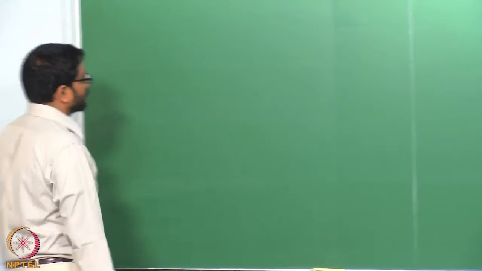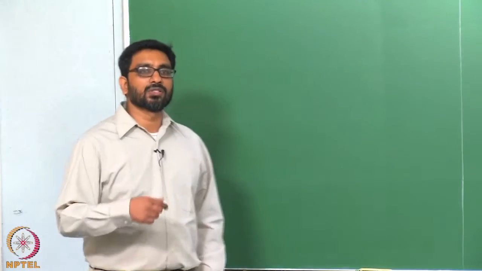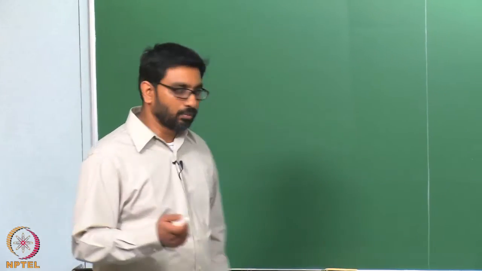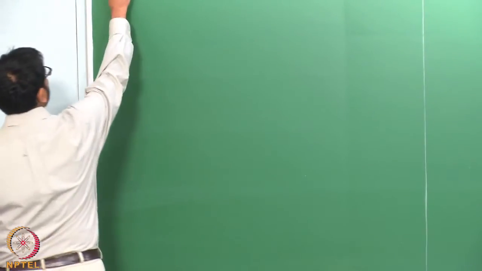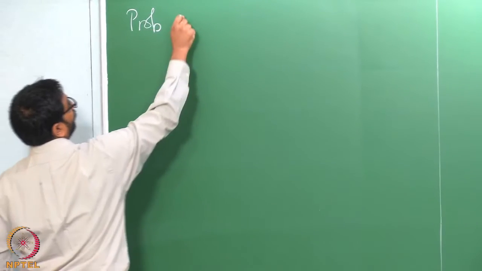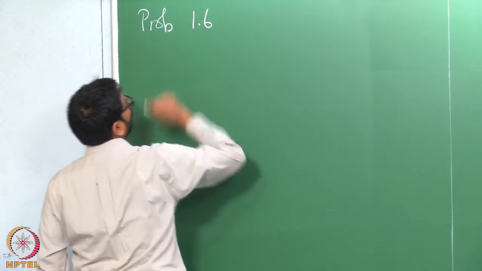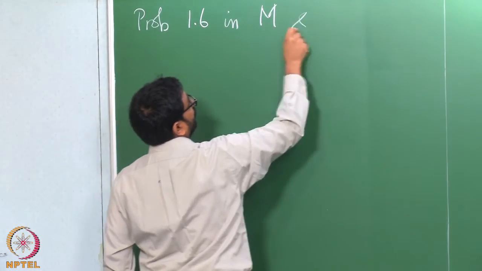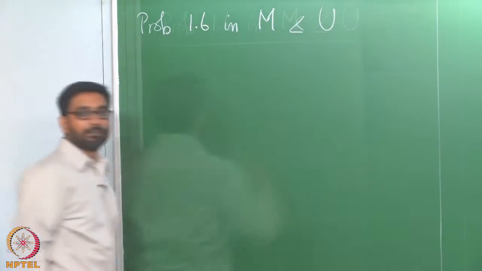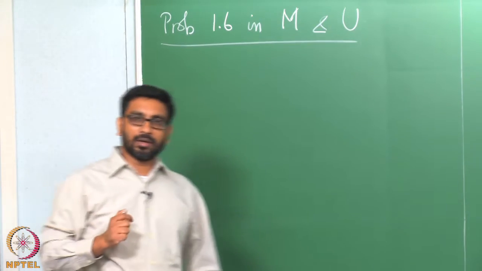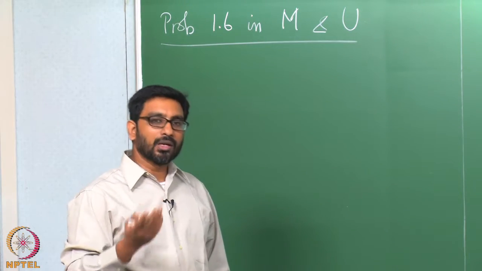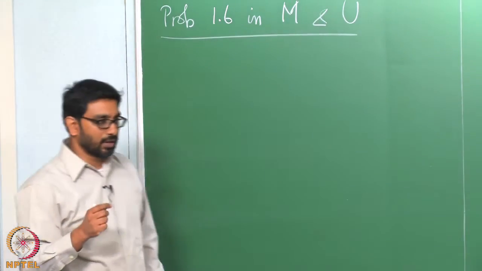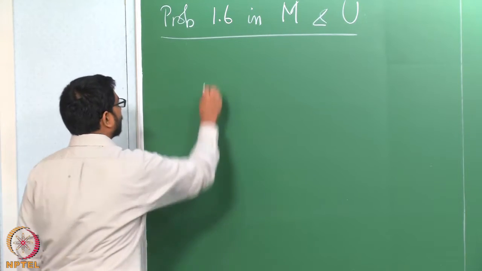In this lecture segment, I am going to get you started on a problem, problem number 1.6 in Mitzenmacher and Upfal. And this problem models a phenomenon that we often see in real life called the rich get richer.